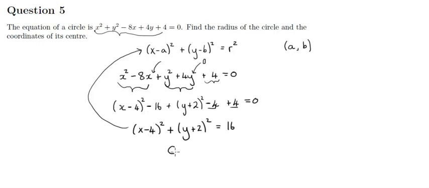So the center of our circle, according to the equation we have now, we take the opposite sign of this value here. So instead of minus 4, we're going to take positive 4. And instead of positive 2 for y, we take minus 2. And this 16 is the radius squared. So the radius is just going to be the square root of 16, which is 4. So the radius is 4.